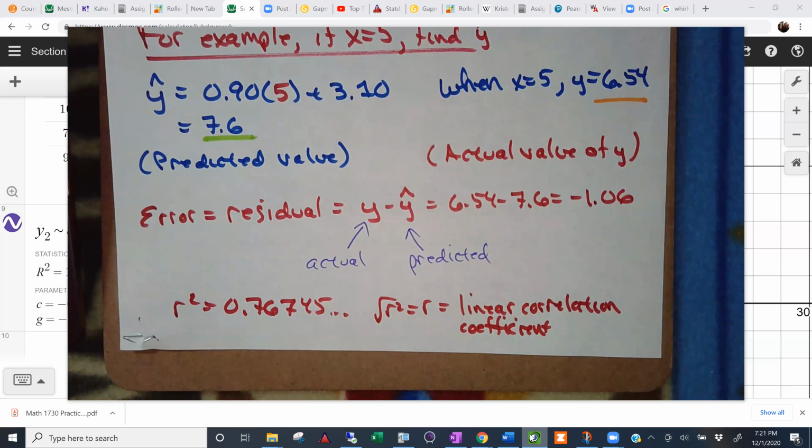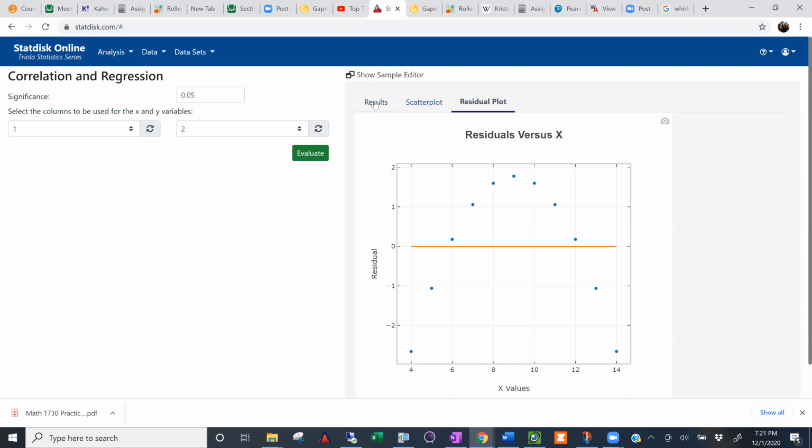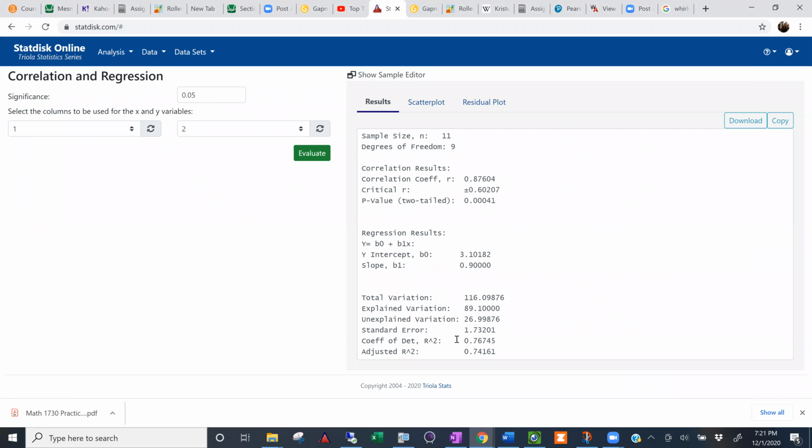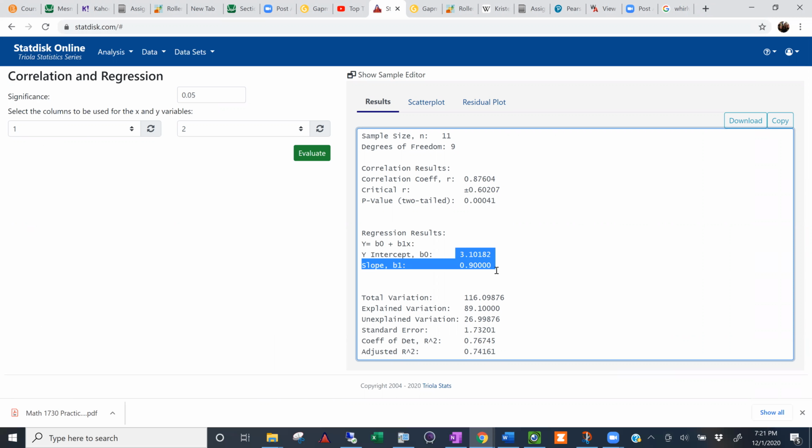There was a little bit more output that maybe I'll talk about from StatDisk. So let me go back here. Results. So we looked at your coefficient of determination. That was R squared. We've got our slope and our intercept out of this. If you're curious, if you took this value of total variation and divided it into the explained variation, the ratio of these two, explained divided by total variation, should give you your R squared. Should give you exactly that.